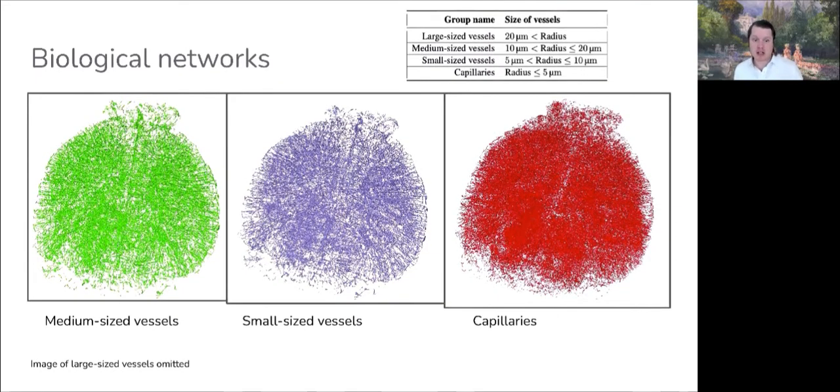So one application was looking at things by size. We were able to come up with a query and extract everything that we would consider a medium-sized vessel, everything considered a small-sized vessel, and then the entire capillary system as well. I did omit the image of the large size vessels. That's in my dissertation. It was a little choppy due to imperfect imaging, but the whole process I thought was pretty cool. So this is another interesting application of graphs, biological networks represented using graphs.